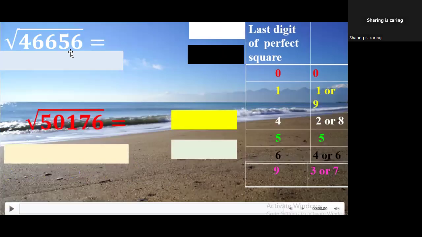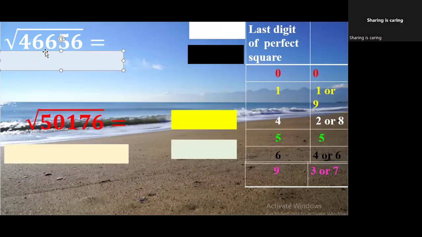So the last, I will show you now. We have the last digit 6. So either it will be 4 or 6. So now I don't need these 2 digits now. Okay. So we need to find the perfect square which is closest to 466. So now you need to be careful.